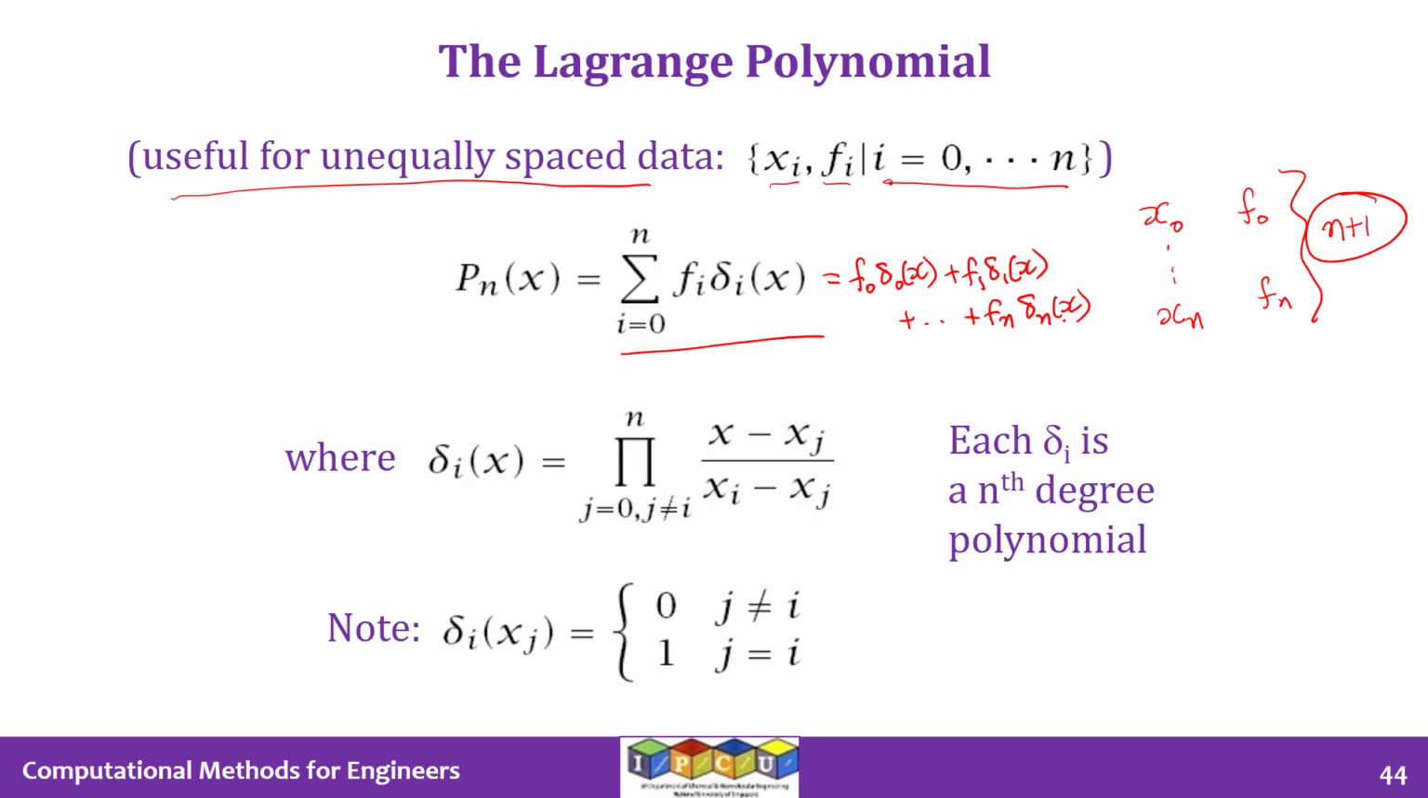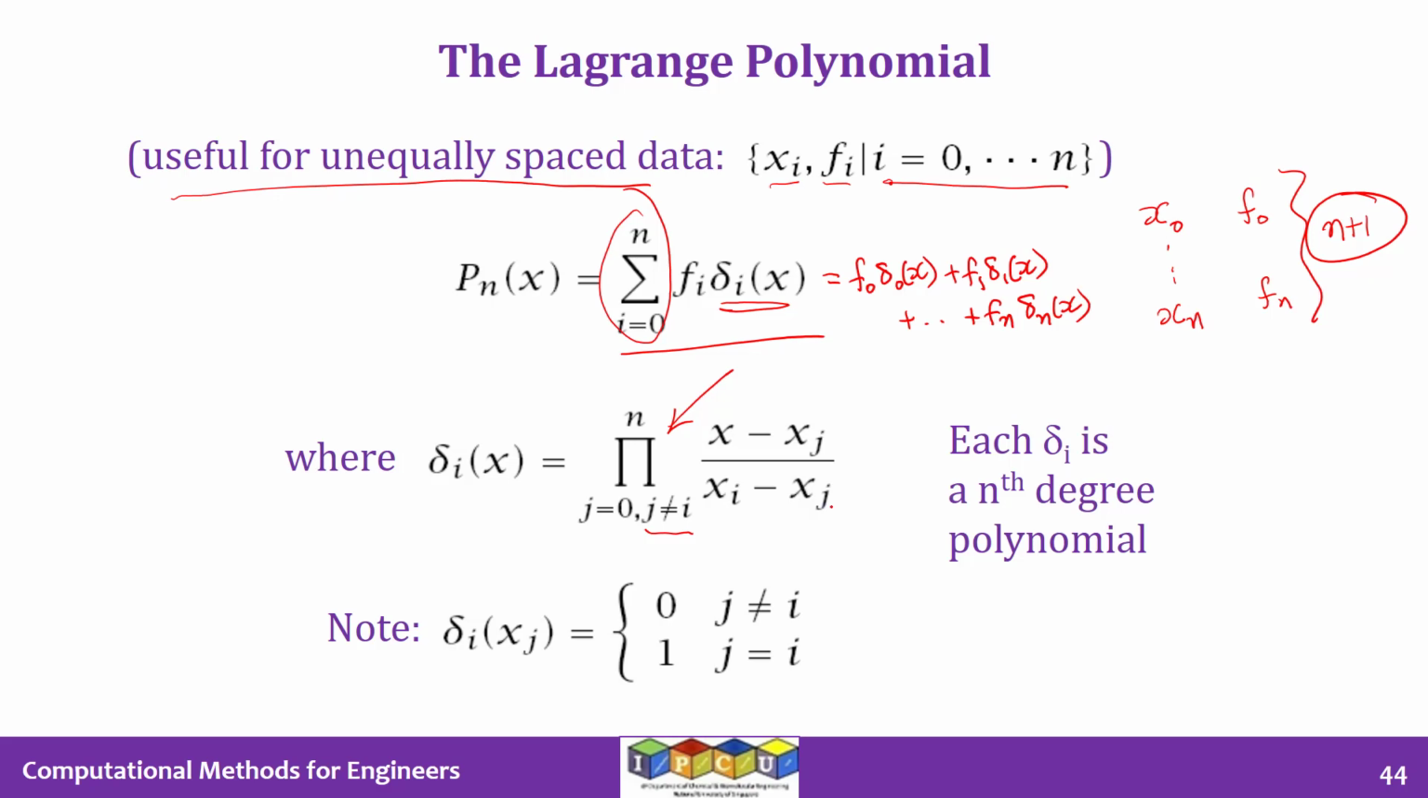What is this delta i of x? We have used delta i of x here. So i goes from 0 to n. So what is delta i of x? It's given by this product, right? So this symbol means it's a product, like this symbol means it's a summation, and the product goes from j equal to 0 to n. So the product would have n plus 1 terms, but interestingly, j cannot take the value i. So it can go from 0 to 1 to 2 to i minus 1. Then it skips to i plus 1, i plus 2 all the way till n.